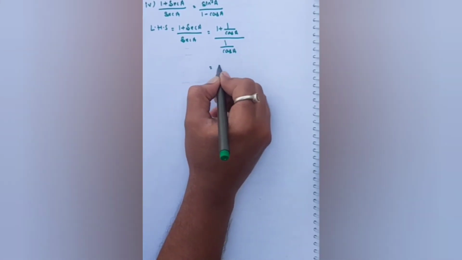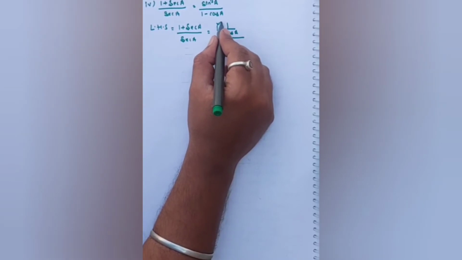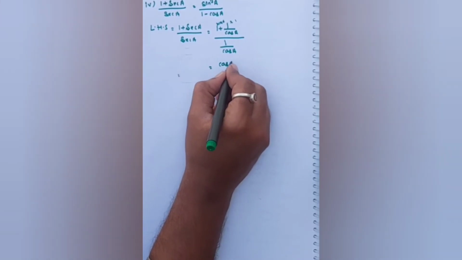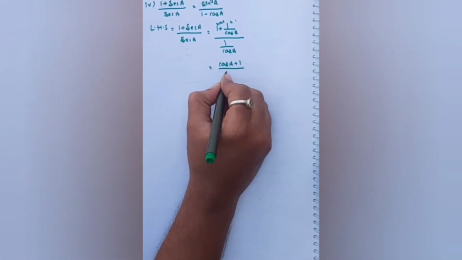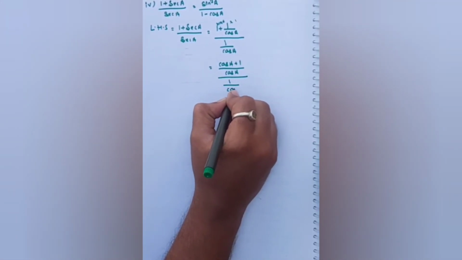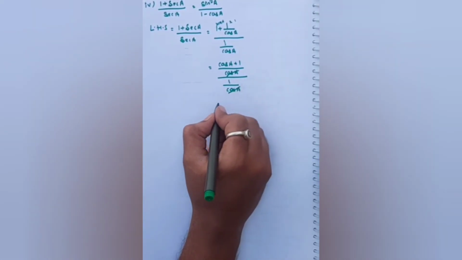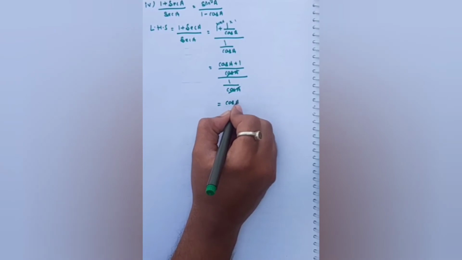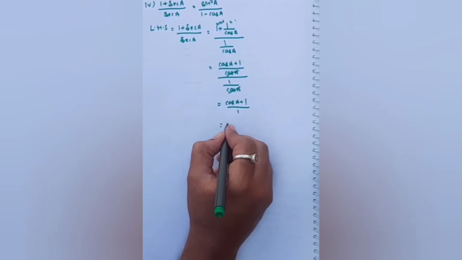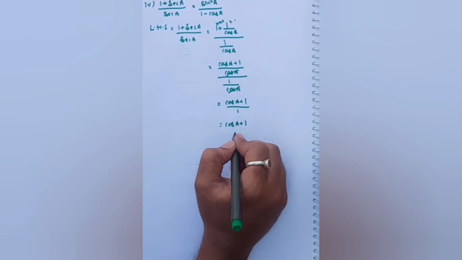So now take here LCM cos a. So here multiply by cos a and here multiply by 1. So this becomes cos a plus 1 divided by cos a, and this divided by 1 divided by cos a. So here the denominator cos a gets cancelled. So the remaining term is cos a plus 1 divided by 1, right? So now cos a plus 1 in a denominator, nothing means 1 is there, right?